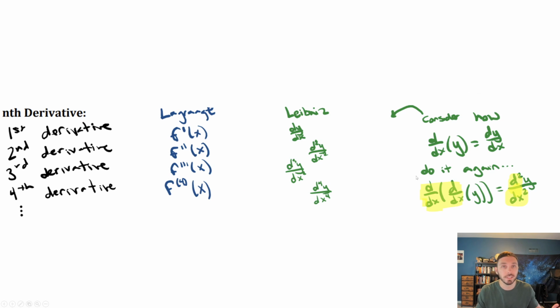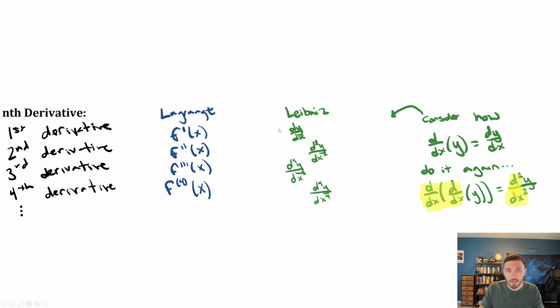So the nth derivative, you can keep going. I said f double prime. That's what it's going to look like in Lagrange notation. We just put in 2 apostrophes and then 3. And then eventually it gets too many, and then we just start putting the number 4 or 5 or 6 in parentheses as like a power of f. So that's Lagrange notation.